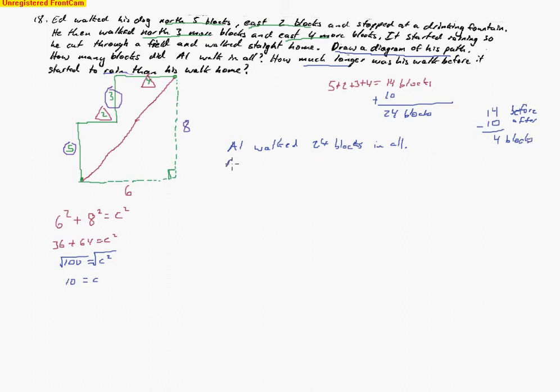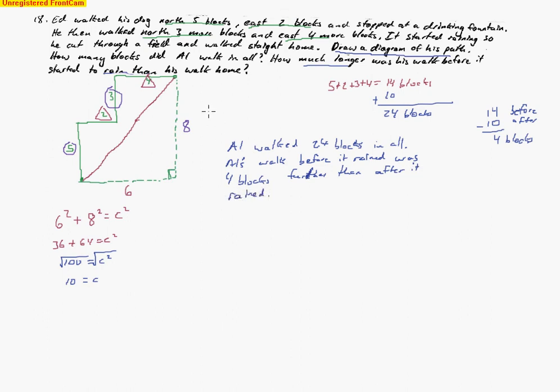So Al's walk before it rained was, oops, not 3 blocks, but 4 blocks. Let's go ahead and fix that. 4 blocks further than after it rained.